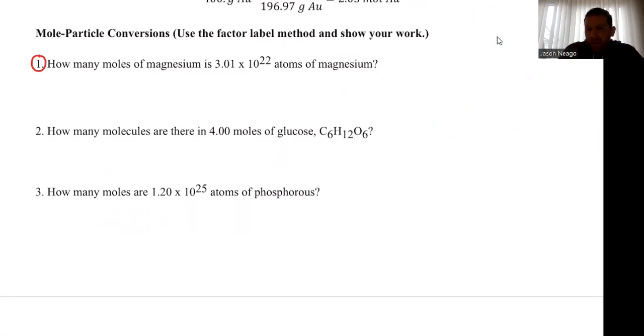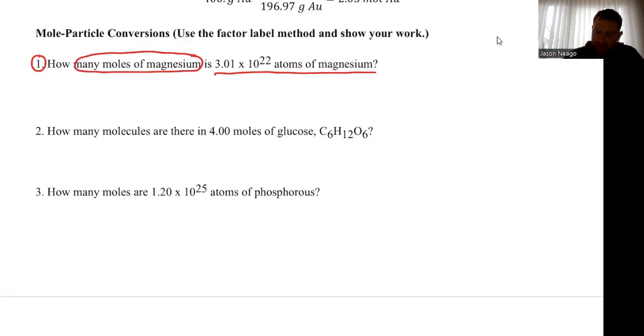So as we start getting into more complex math problems, it's really important that you understand what the question is asking and what is given to you in the problem. I mentioned this in class, but we can actually annotate our questions by underlining what's given and circling what's being asked for. So in this problem, I'm given 3.01 times 10 to the 22nd atoms of magnesium, and I'm being asked for the number of moles. So how many moles of magnesium? So by that simple annotation, I'm quickly able to understand what they're asking me to do.